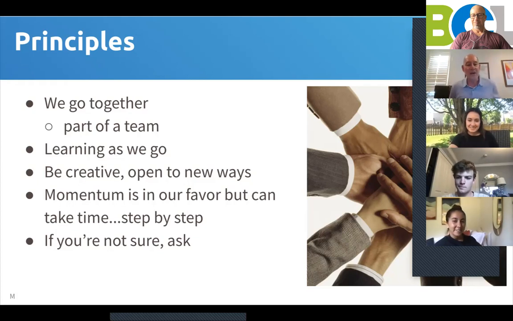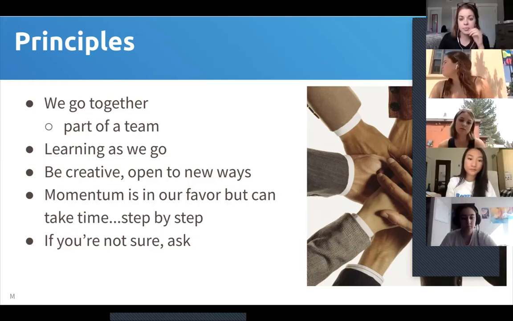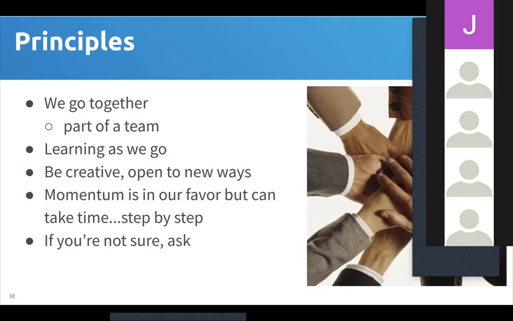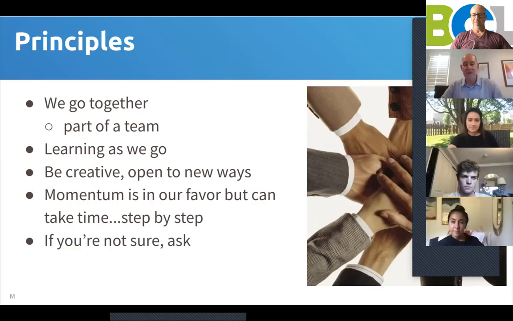Okay, so principles that we're working with. Of course we're dividing up into teams, so we're going to be working as teams and be part of a team. As Randy said, we're going to learn as we go. None of us know it all. In fact, Randy and I learn every day as we do this. And working with a team, be a listener, be creative, be open to doing things different ways.